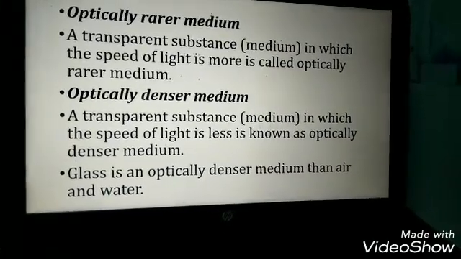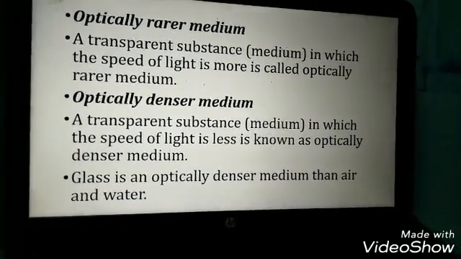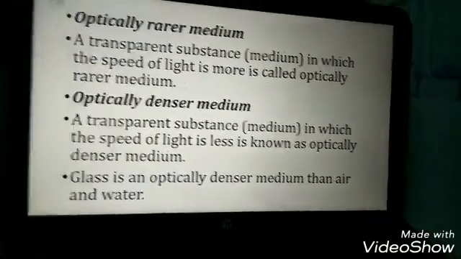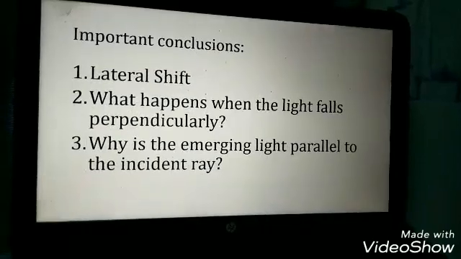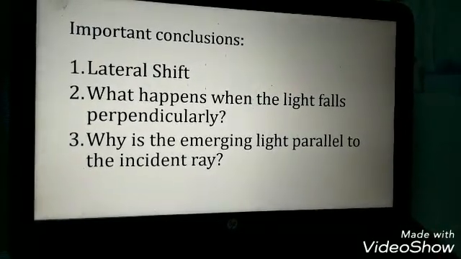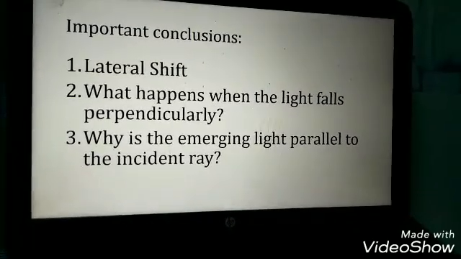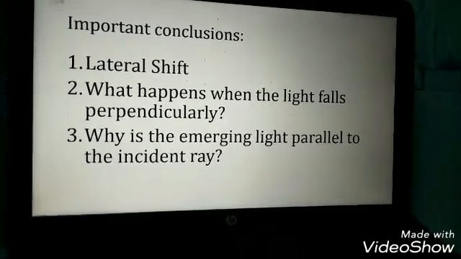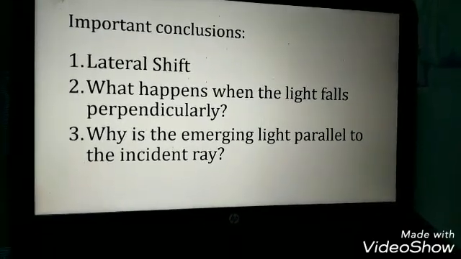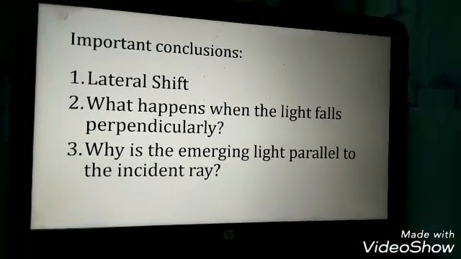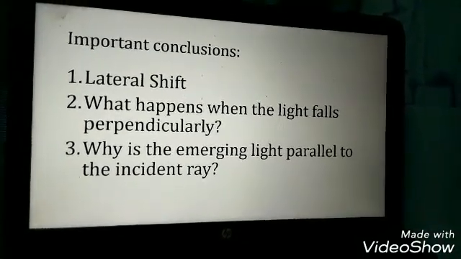So such a medium is called an optically denser medium. In our experiment, glass is an optically denser medium than air and also water. In this experiment, we derive three conclusions. One is about the lateral shift, the second is what will happen when light falls perpendicularly on the glass slab, and the third is why the emerging light is parallel to the incident ray. We shall address all these questions individually.